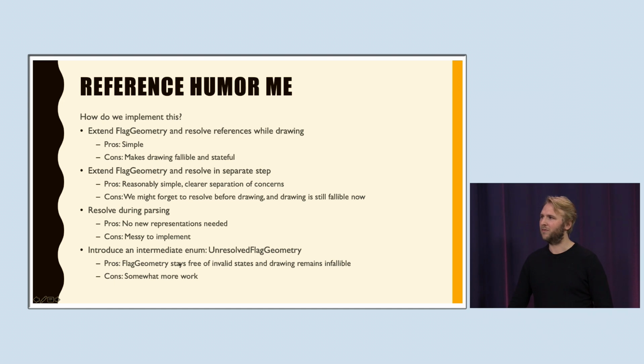So how, thinking about it, would we implement that? It's not conceptually very hard. We just need to resolve the reference in some way. We could extend our flag geometry enum with 2 new variants and resolve it as we draw. But that would make drawing stateful and more significantly fallible. We could add another function for resolving a geometry tree, but if we accidentally draw something without resolving it first, the drawing would still fail. And resolving references during parsing is also messy.